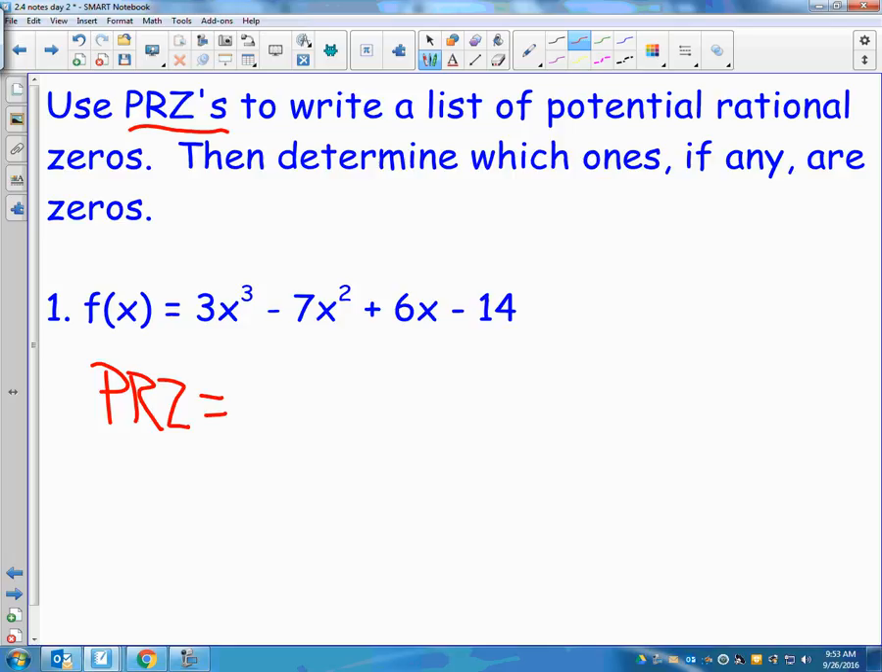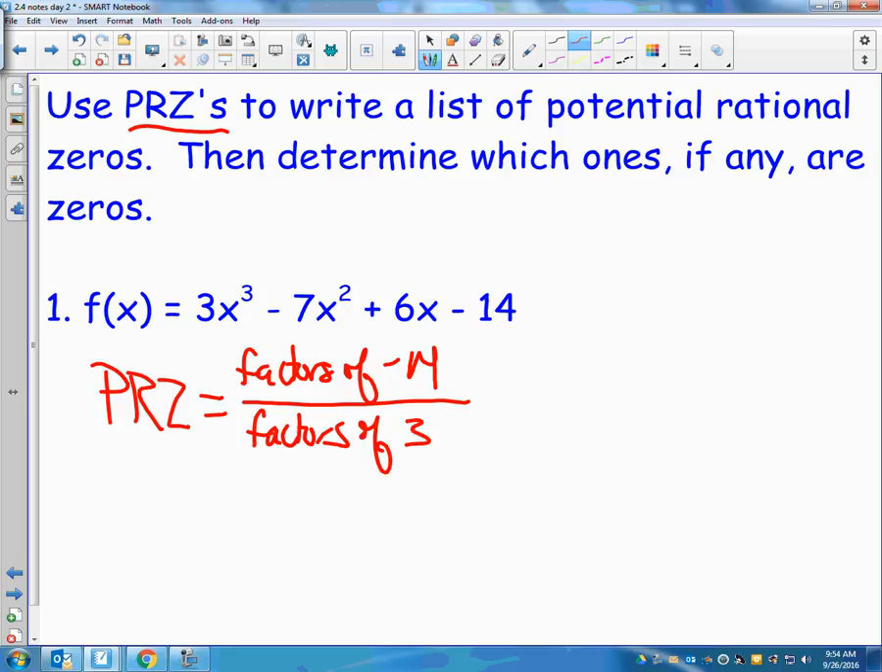So, the possible rational zeros are factors of the constant over factors of the leading coefficient. So what is the constant in this problem? Negative 14. I'm going to write out a lot on this one because it's the first one. I'm going to say factors of negative 14 over factors of the leading coefficient, which happens to be 3. And then you have to write out all the factors of 14.